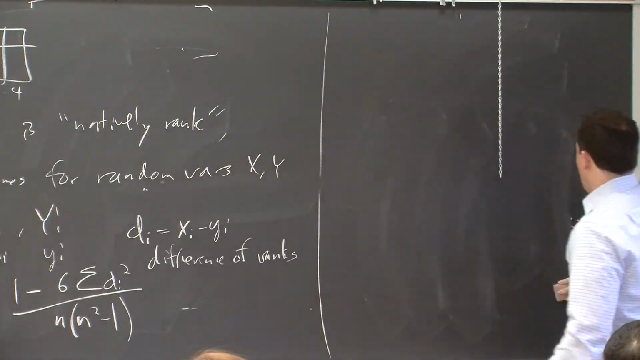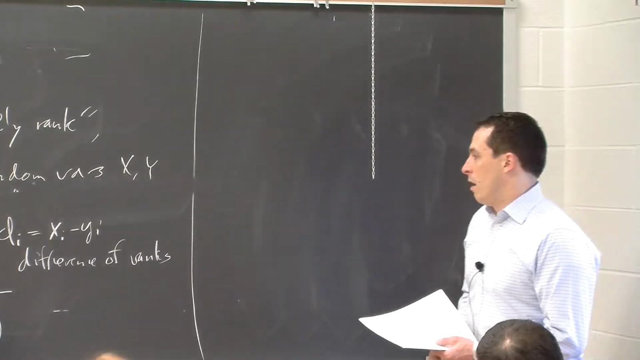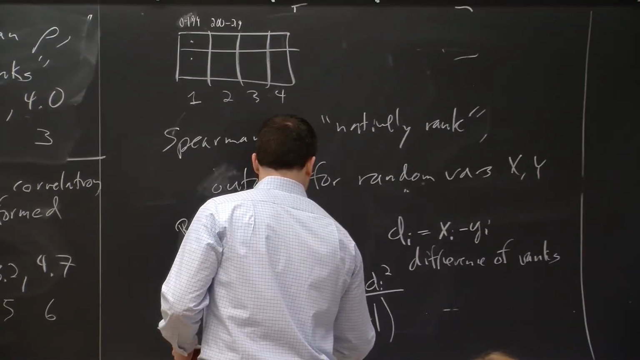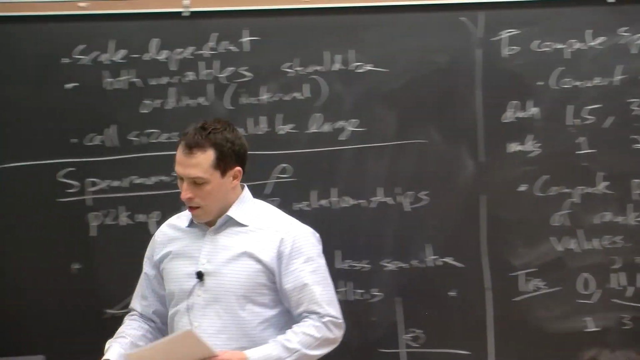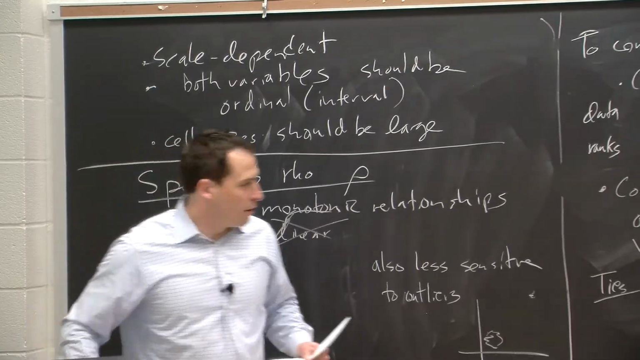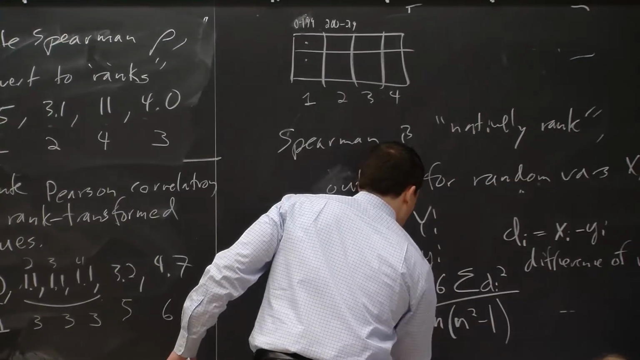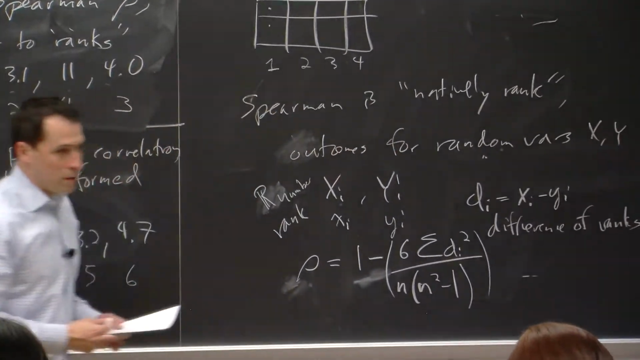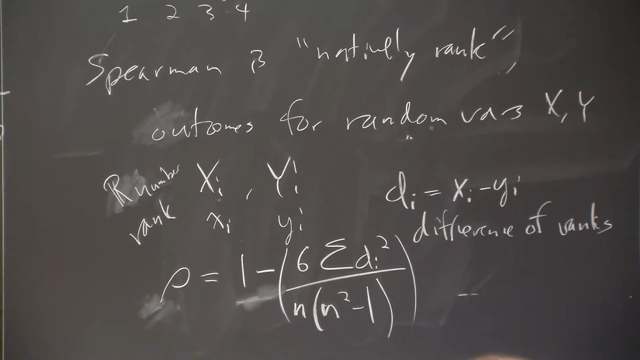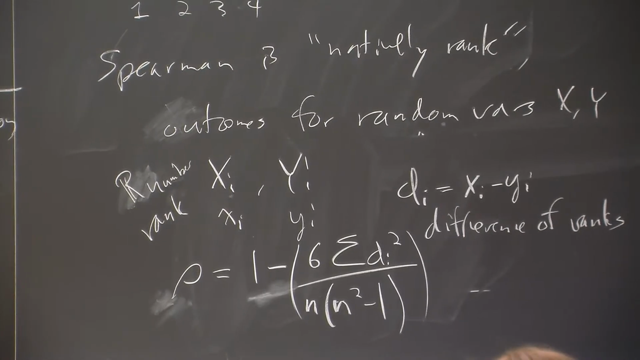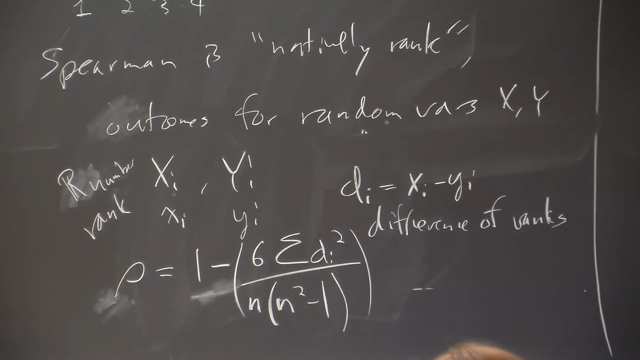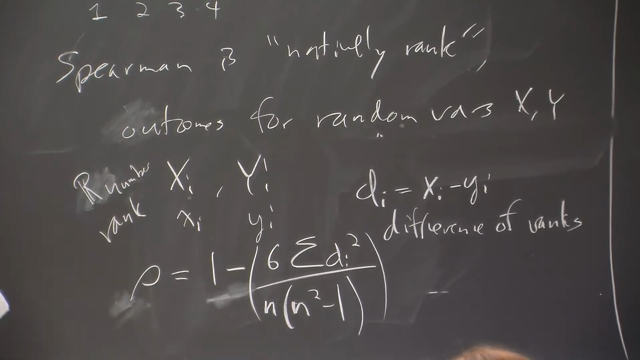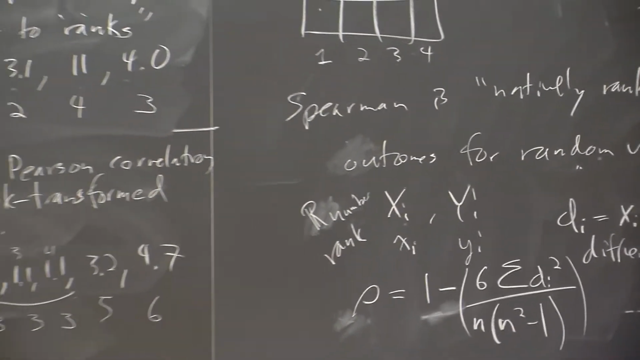So that's 1 minus 6 times the sum of di squared? Is that the 6 before the sum? Is it always 6? Yeah, it's just algebra. If you write it out by hand for some small example, you'll see that that's what it works out to be.